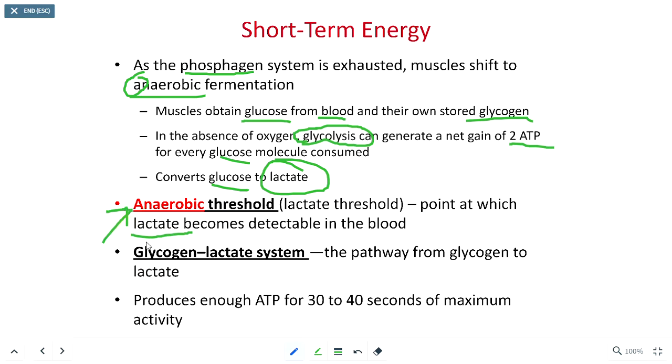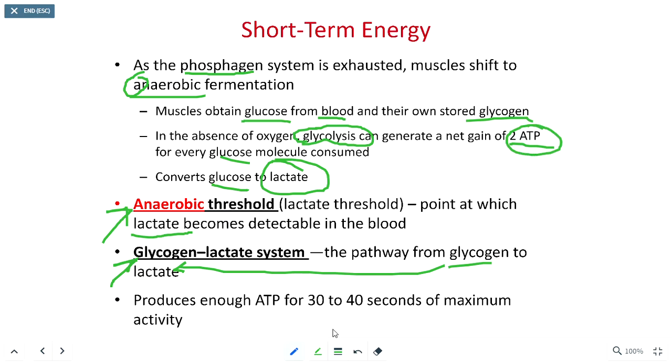We also are going to have a glycogen lactate system. And this is a pathway that we can use where we can take glycogen to lactate and back and forth. So we're looking at this glycogen lactate system. We're going to take glycogen, which is a whole bunch of glucose molecules linked together, and convert it to lactate. And for every one of the glucose that's present within the glycogen, we'll get a net yield of 2 ATP.